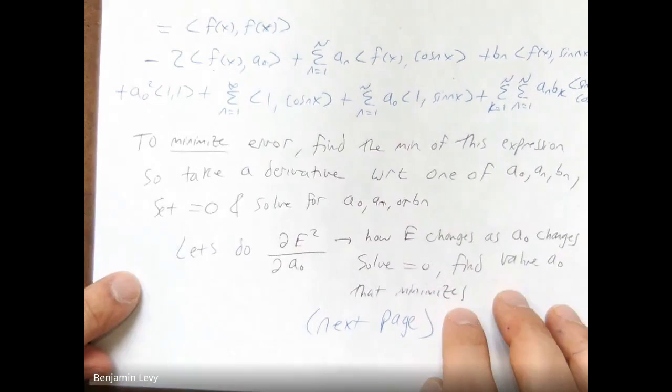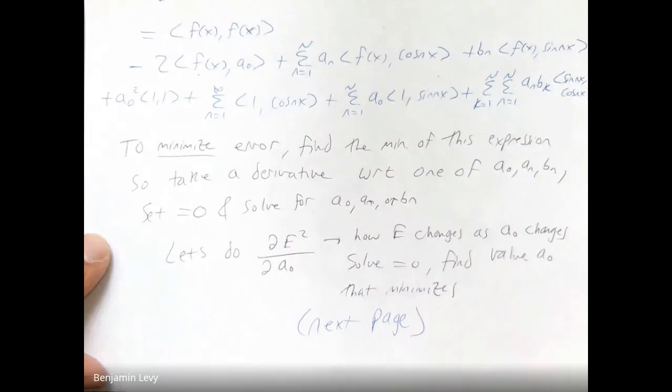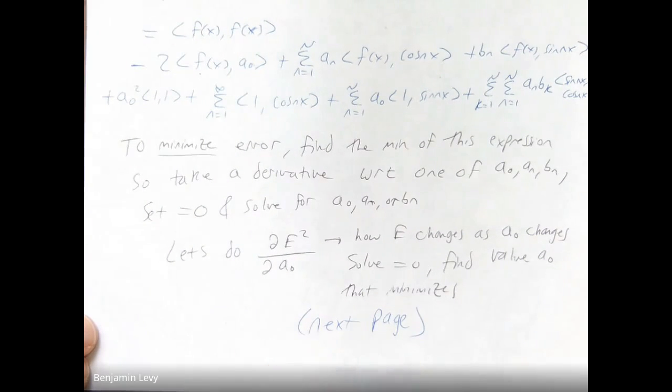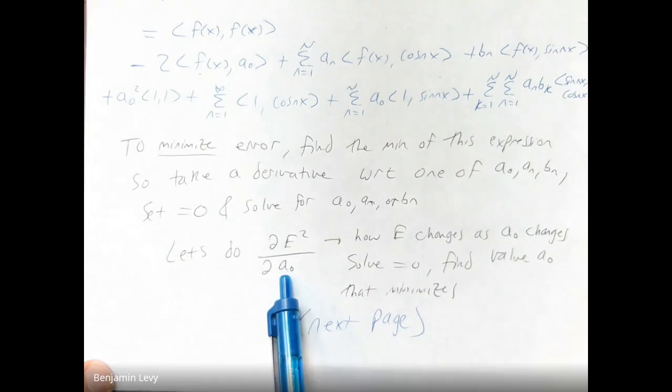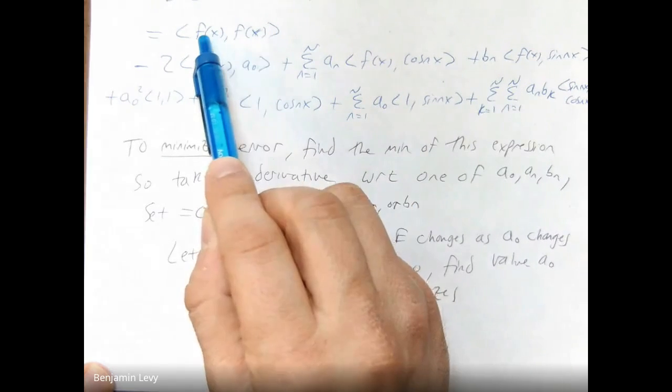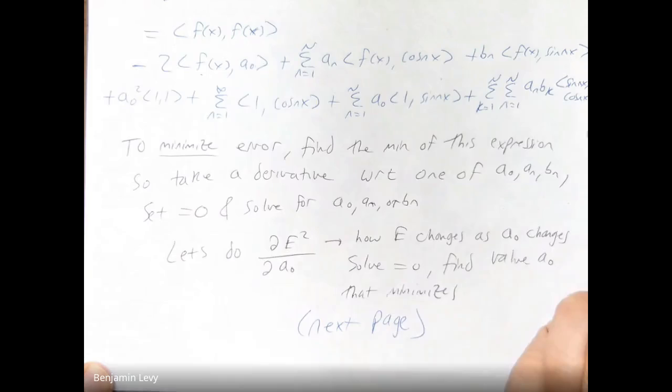So let's look at this before I flip the page. We're going to take the derivative of this big long expression with respect to A0. This is like a partial derivative, for those of you who have taken Calc 3, for example, right? You think about the x's as being constants, and you just take the derivative with respect to A0. For example, this first term, this inner product of f of x with itself, just becomes 0 because there are no A0s in there, right?